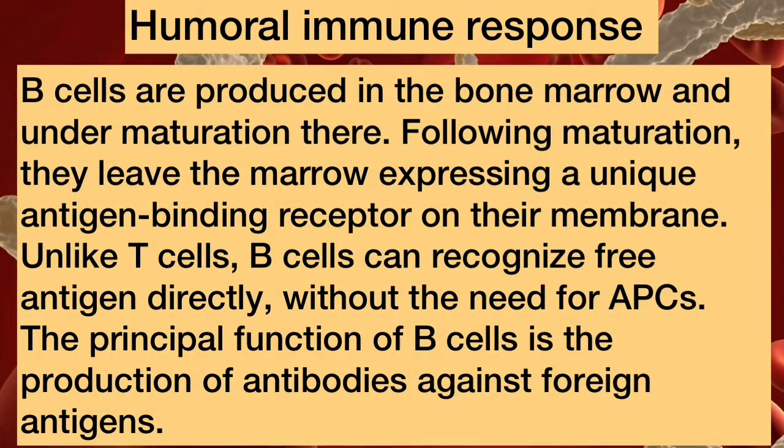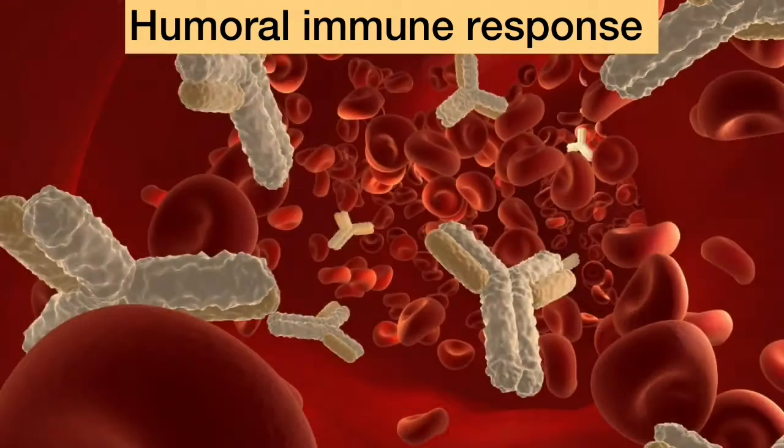B cells, which are responsible for humoral immune response, are produced in the bone marrow and undergo maturation there. Following maturation, they leave the marrow expressing a unique antigen binding receptor on their membrane. Unlike T cells, B cells can recognize free antigen directly without the need for antigen-presenting cells. The principal function of B cells is the production of antibodies against foreign antigens.